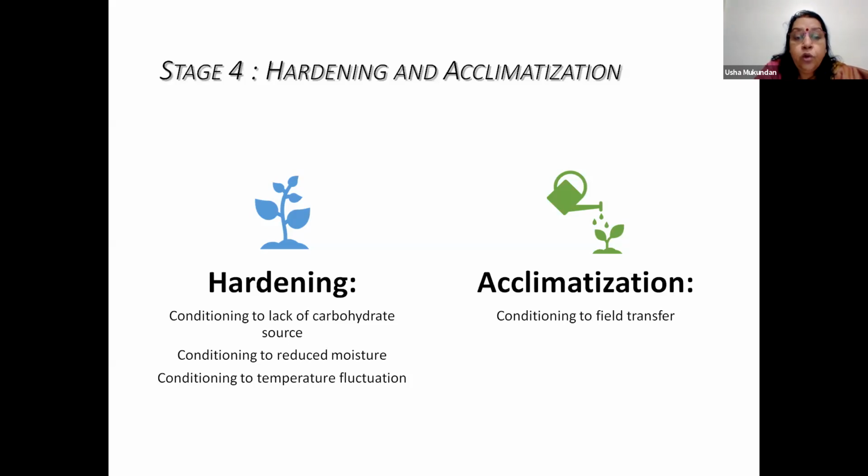During the hardening process, you have to gradually wean the plant from a very favorable situation to a situation which is hostile or which is existing in field condition. So you have to wean them out.